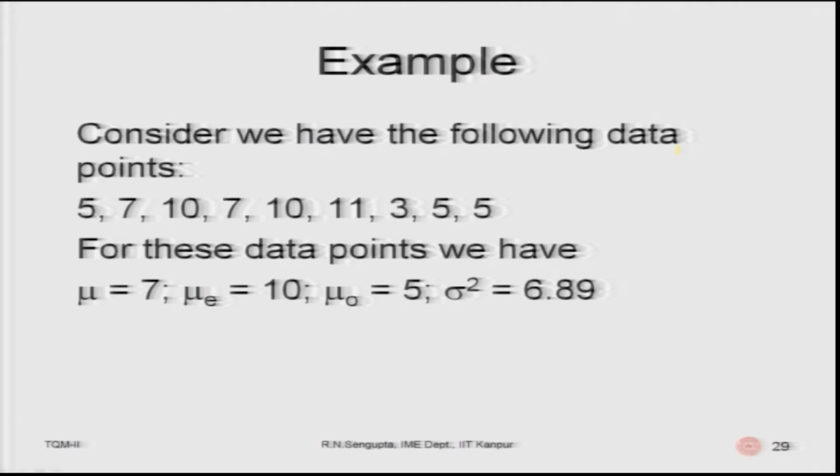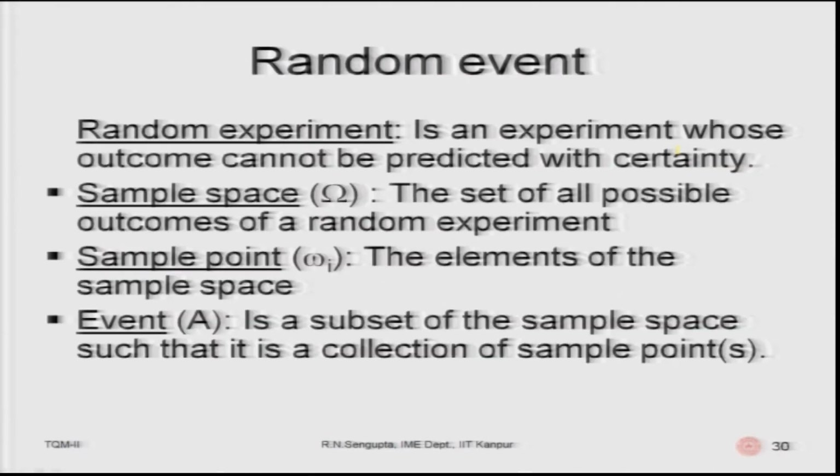So, consider we have the following data points: 5, 7, 10, 7, 10, 11, 3, 5, 5. From these data points we have mu as 7, and then mu e as 10, mu naught as 5, and so on and so forth. Based on that we find that sigma square comes out to be 6.89.